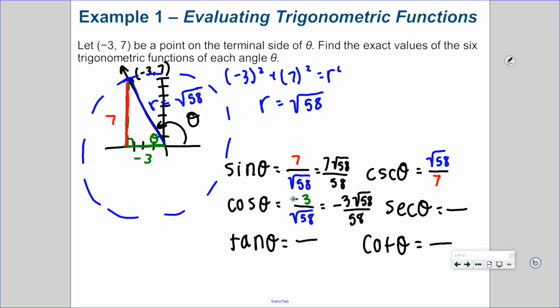Okay. Tangent, opposite over adjacent. Now we typically don't write negatives in the denominator, so I probably just write it out in front. Negative 7 over 3. All right, so we have a negative tangent value as well. And reciprocals. This would be negative 3 over 7. This would be negative square root of 58 over 3. That's a 5.